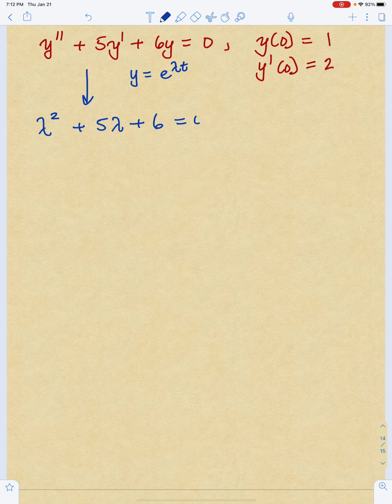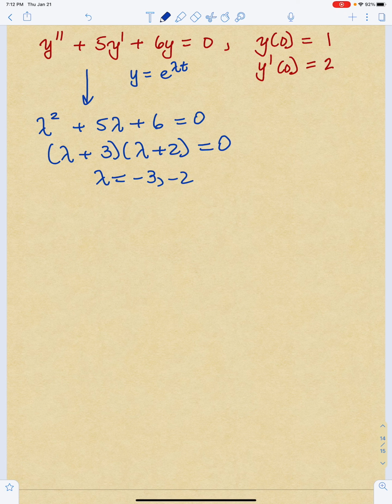And we have the good fortune of this one factoring. So that means this is (lambda plus 3)(lambda plus 2) equals 0, which means lambda is negative 3 or negative 2, which means that my general solution is y equals c1 e to the negative 3t plus c2 e to the negative 2t. So something times e to the negative 3t plus something times e to the negative 2t.